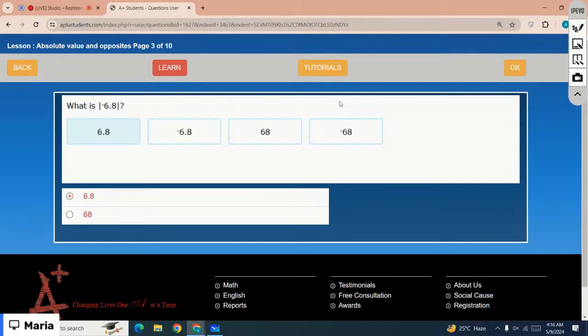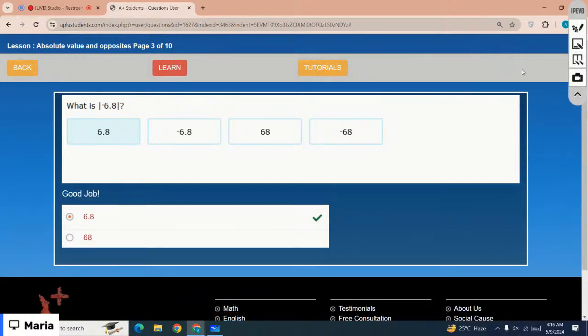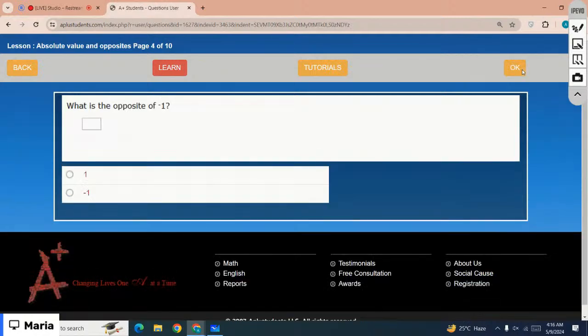6.8, it is just the positive numbers, right? What is the opposite of negative 1?